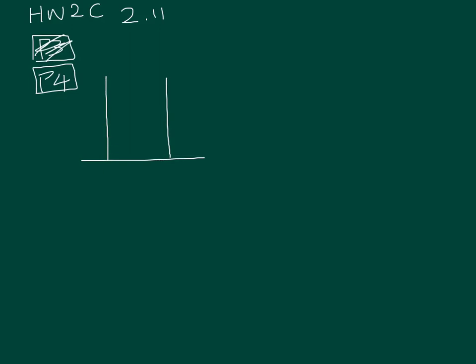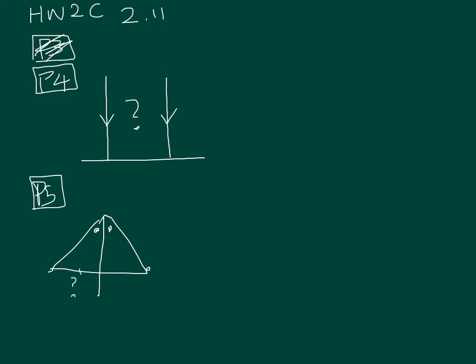Now, are these two lines parallel to each other? If so, write a proof. If not, write a counterexample. Number 5: a line that bisects an angle of a triangle also bisects the side that is opposite the angle. So you have a triangle, and you've got the angle bisector that bisects the angle. Would that also bisect the opposite segment? Would that be the same? If so, write a proof. If not, write a counterexample.